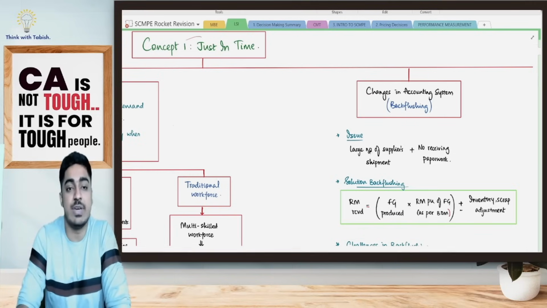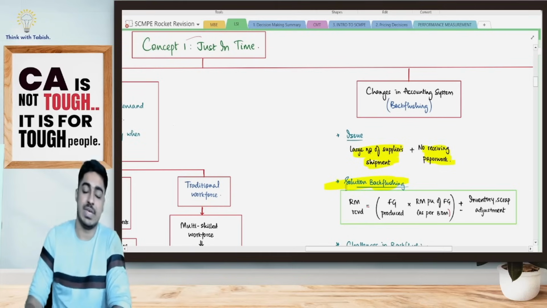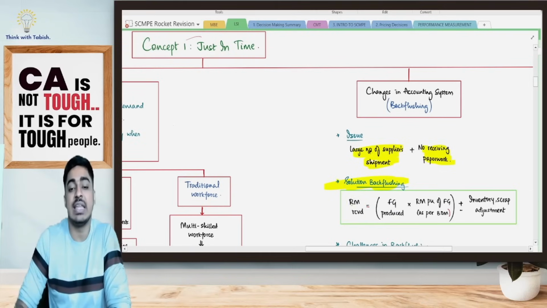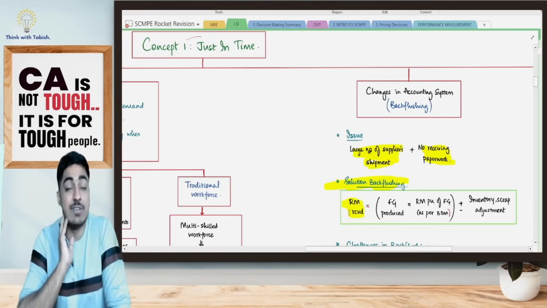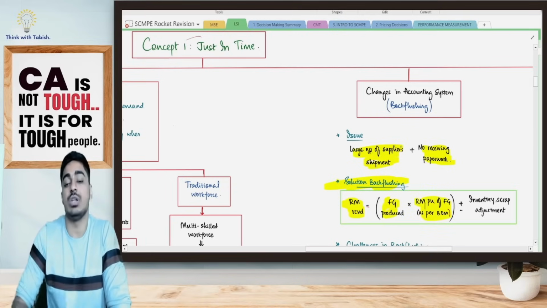The issue that we were having is that there were a large number of supplier shipments. Again, there was no receiving paperwork. So for that, what is the solution? They have come up with a solution called backflushing. So what is backflushing telling? They are telling that raw material received in a month by a company is nothing but the finished goods produced multiplied by raw material per unit of finished goods.